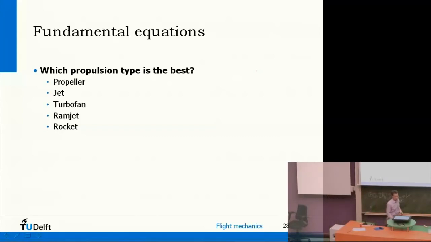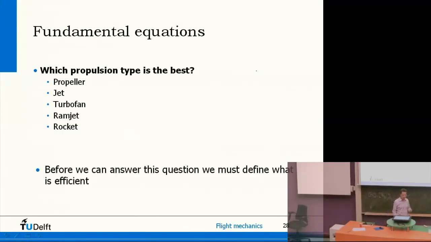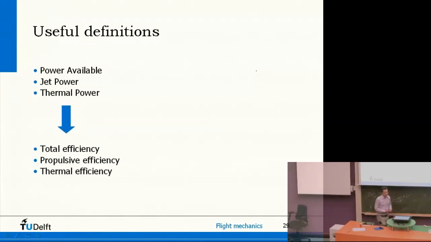But before you can answer that question, if you want to define what's best, we have to define what I mean with best. Do I mean a lot of thrust or a very efficient engine? So we have to make some definitions first before we can compare different types of engines. So we're going to look at three definitions. We're going to look at power, so basically energy per second.